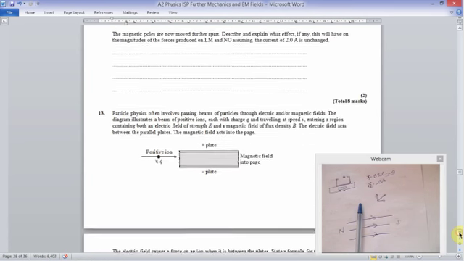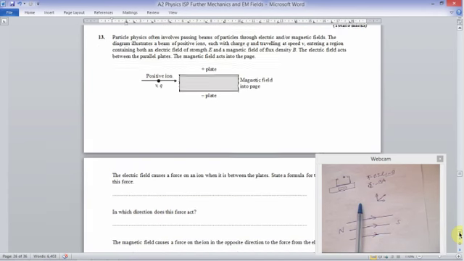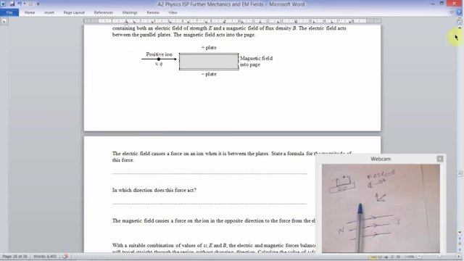Nice opening question for 8 marks there. Question 3. So we've got the idea of a positive and negative plate.